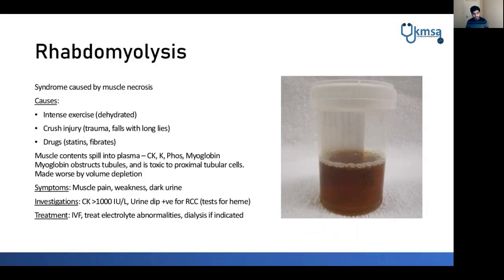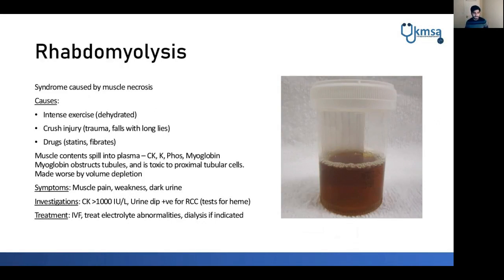Okay, second last thing, rhabdomyolysis. I mention it again because we do see it. It's a syndrome caused by muscle necrosis. So your muscle breaks down, releases all these things into the plasma, which causes essentially kidney injury. It can be caused by severe exercise, when you're dehydrated, a crush injury or a fall, or certain drugs. The patients present either with the fall, with whatever the trauma, or muscle pain, weakness, dark urine.